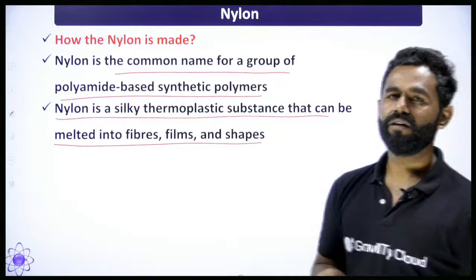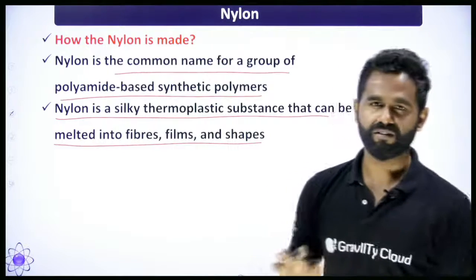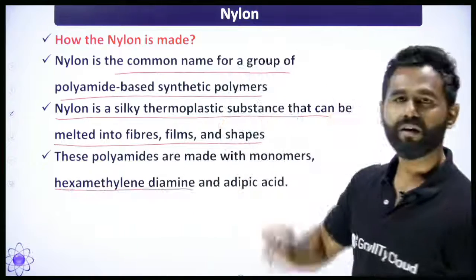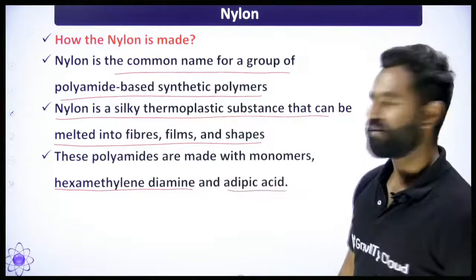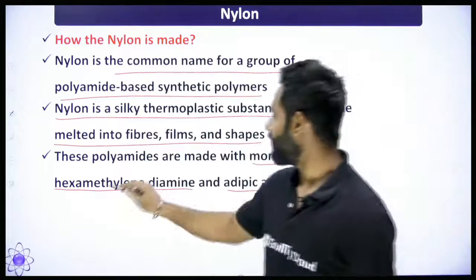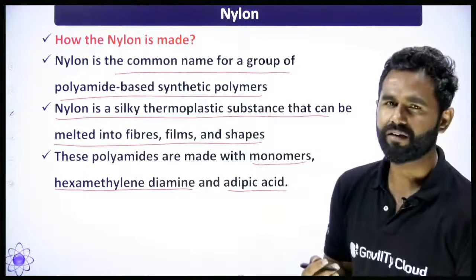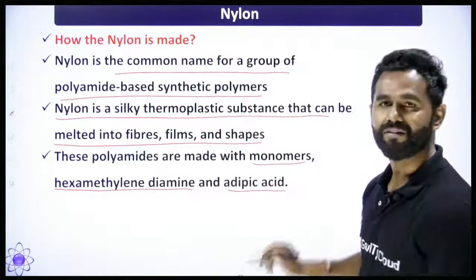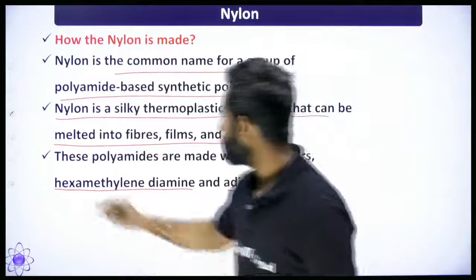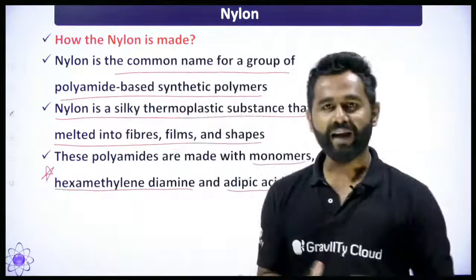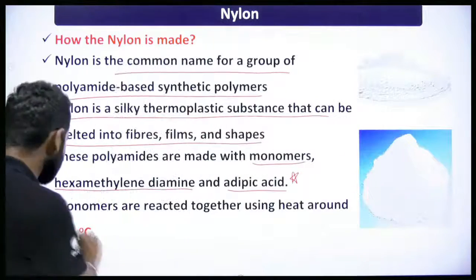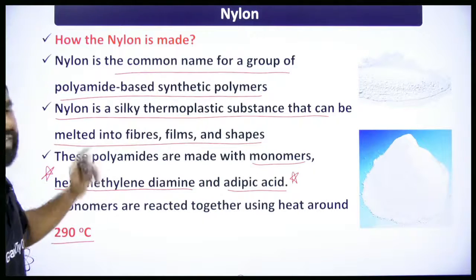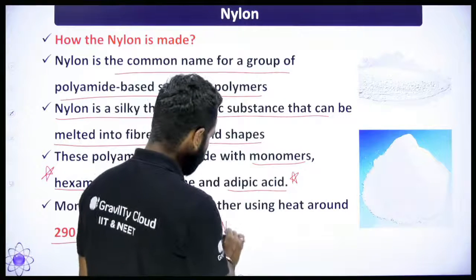But the important thing is how nylon is made, which we have discussed. I told you there are two monomers, hexamethylenediamine and adipic acid. I said hexaethylene earlier, but it is hexamethylenediamine. These two monomers react at a temperature of nearly 290 degrees Celsius, and upon reaction they give me nylon.